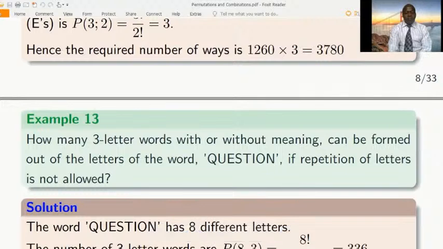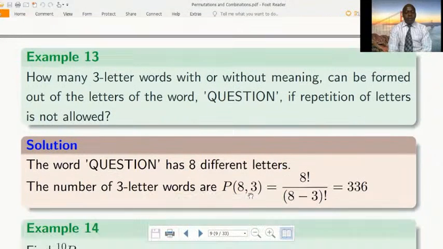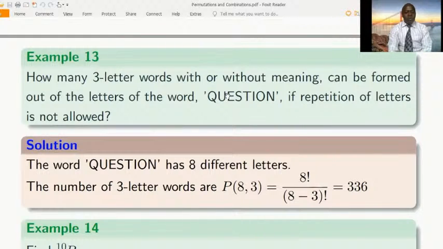So let's look at this other question. How many 3-letter words with or without meaning can be formed out of the letters of the word question if repetition of letters is not allowed? We've done a question like this, but I just want to repeat so that we understand it. In fact, none of these letters are similar.